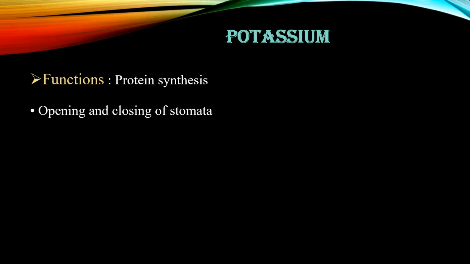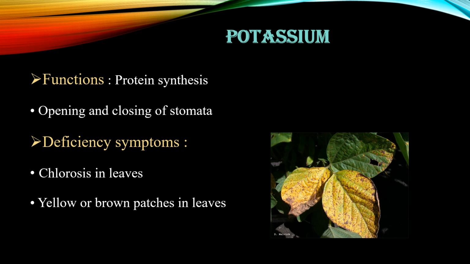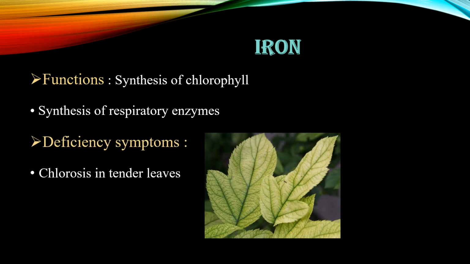Potassium. Functions: protein synthesis, opening and closing of stomata. Deficiency symptoms: chlorosis in leaves, yellow or brown patches in leaves. Iron. Functions: synthesis of chlorophyll and synthesis of respiratory enzymes. Deficiency symptoms: chlorosis in tender leaves.